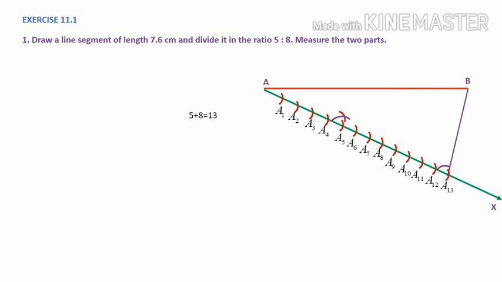And then A5 and the point of intersection of these two arcs, you have to join and extend it. Then it meets AB at the point C. As I said before, whenever the C comes into the line AB, AB becomes two portions, AC and CB, means it divides in the ratio 5:8. Then we have to measure the length of AC and we have to measure the length of BC. That is the question.